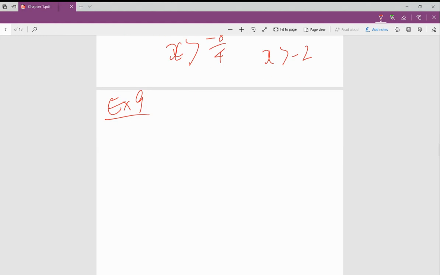Let's try another example. Minus 8x is greater than 0. This time what do I do? I divide by negative 8 on both sides. So the sign has to change. So the answer is x is less than 0 because 0 divided by negative 8 is still 0. Okay, that summarizes chapter 1. My advice to you is try your workbook questions as well as questions in your textbook.